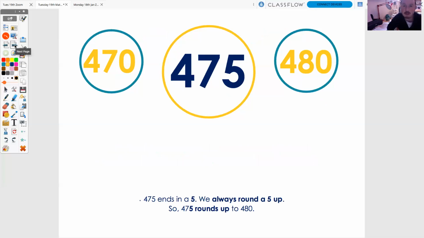All right, now 475 we've got in the center of the screen here, and 475 ends in a 5, exactly halfway in between 470 and 480, the 2 10s that we're thinking about rounding this number to. So if we remember the rule, 5 or more goes up, 4 or less goes down. So 475 rounds to 480.